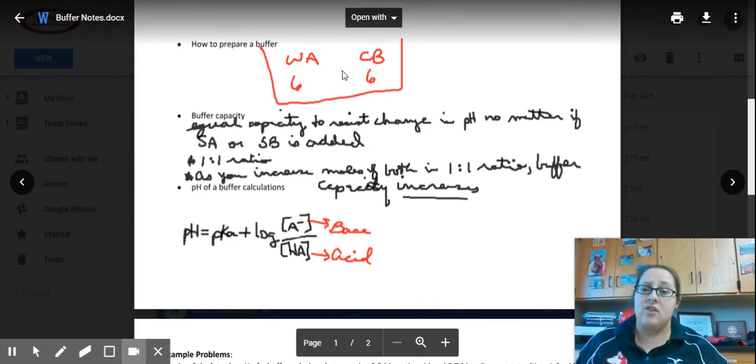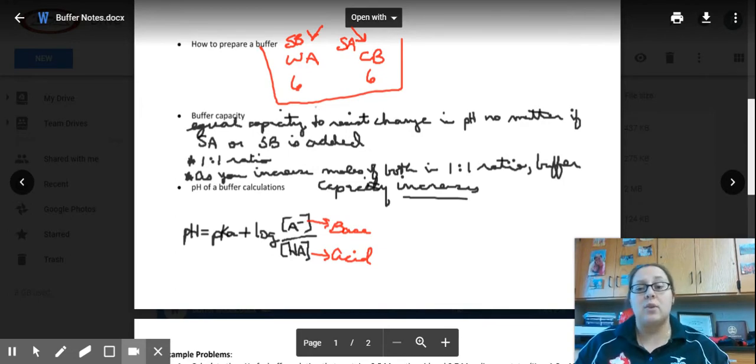The reason why that is so important is because I can neutralize just as much strong base, because my strong base is going to come in and react with the weak acids. Basically, I can neutralize 6 parts of strong base, and I could also neutralize 6 parts of strong acid. So I can resist the same amount of strong base as strong acid. I can react with just as much. And so that's why a 1-to-1 mole ratio is very important.